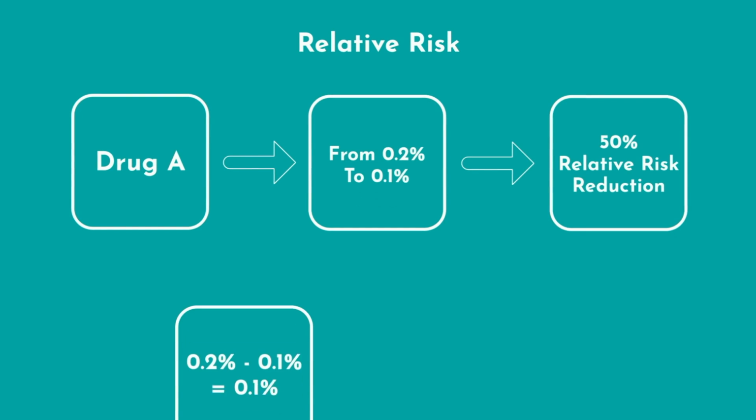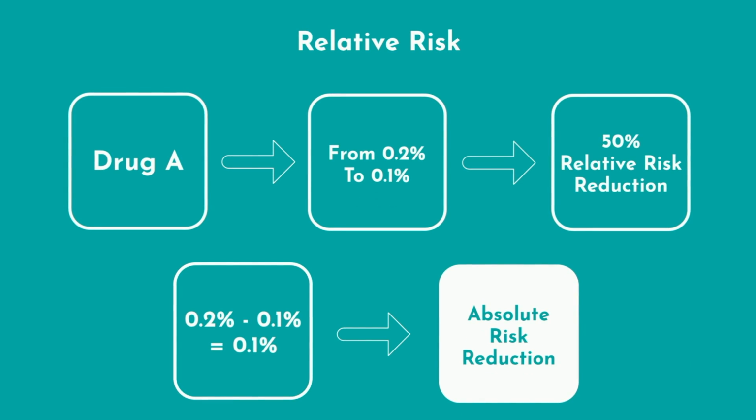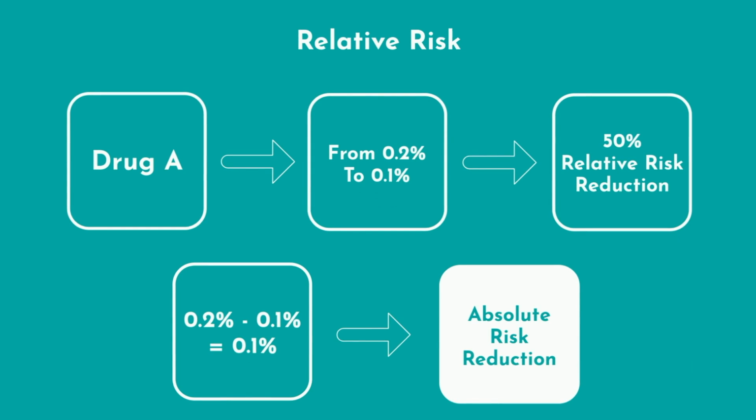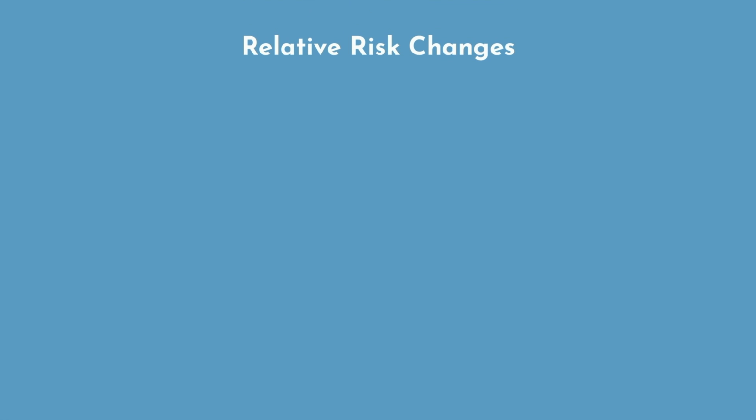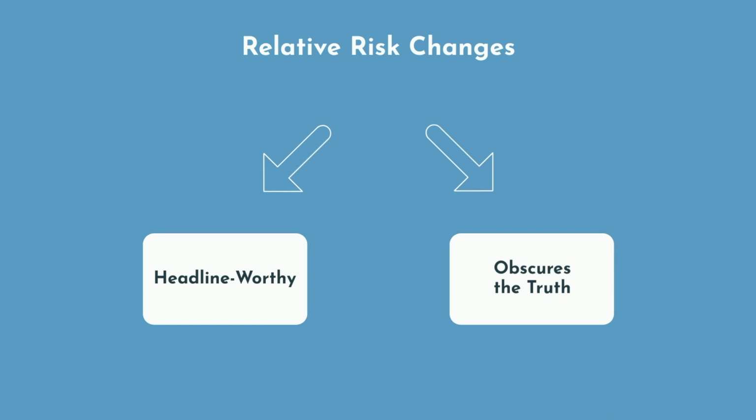The actual change in the rate of the event occurring would be the absolute risk reduction, which in this instance would be 0.1%, because 0.2 minus 0.1 equals 0.1. The way most studies, and especially journalists, summarize and report the results is through relative risk changes. This is much more headline-worthy, but obscures the truth where absolute risk would be more useful at communicating true impact.